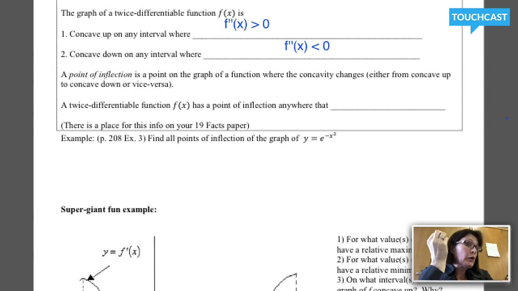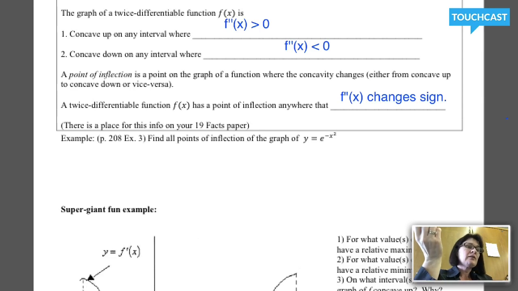Just the same way that a critical point, a place where f prime of x equals 0, is a possible location of a relative maximum, but you really have to double check that the sign changes. In this case, we have to double check that f double prime of x actually changes sign from positive to negative or negative to positive for there to be a point of inflection. One of the most common errors on the AP test, and I promise they will check that you know this, is to report a point of inflection at a place where f double prime equals 0, when really, if you stopped and checked, you'd find that f double prime does not change sign there, so there's not a point of inflection.